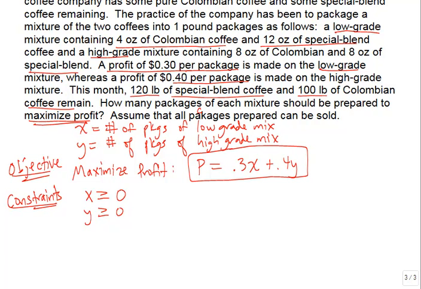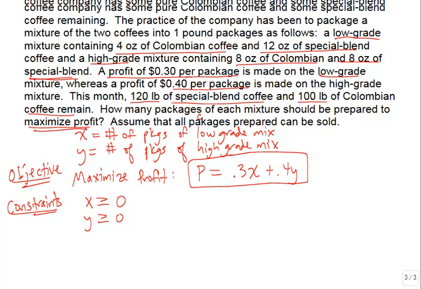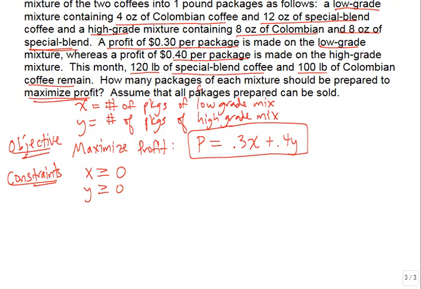And then for the high-grade mixture, we use 8 ounces of Colombian coffee and 8 ounces of our special blend. So let's talk about our 120 pounds of special blend coffee that's remaining and our 100 pounds of Colombian coffee remaining, and let's think about what we get to do with that. So if we have 120 pounds of our special blend, how is that going to be divvied up between these two different mixes?